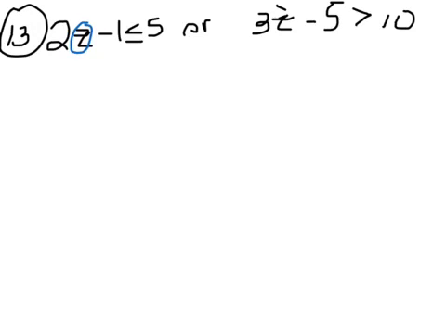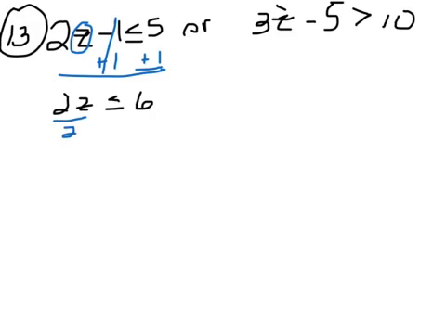The first one, to get z by itself, we would add 1 to both sides. And we have 2z less than or equal to 6. And then in order to get the z by itself now, I could say, oh, it's multiplied by 2, so I could divide both sides by 2. And I would have z less than or equal to 3.